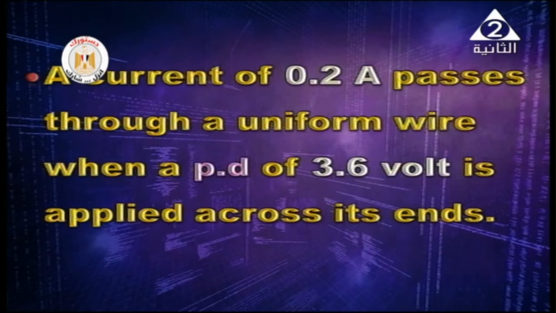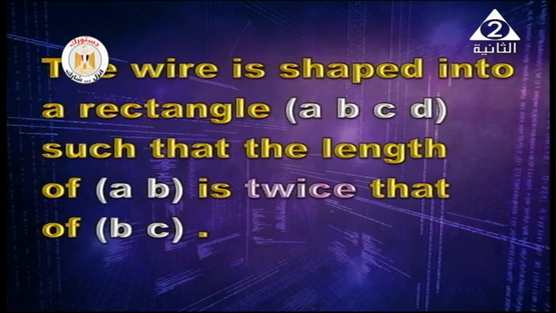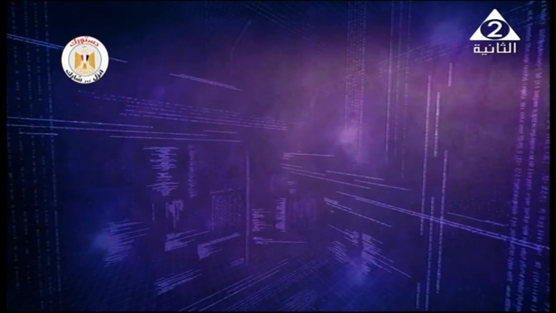A current of 0.2 passes through a uniform wire when a potential difference of 3.6 volt is applied across it. So current and voltage are given, so it's all easy to calculate the resistance: voltage over current. The wire is bent into a rectangle ABCD, but length AB is twice that of BC.